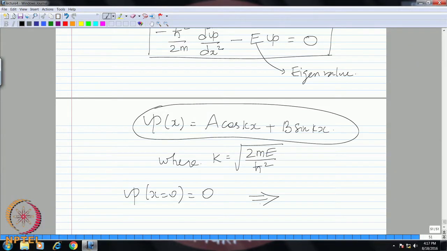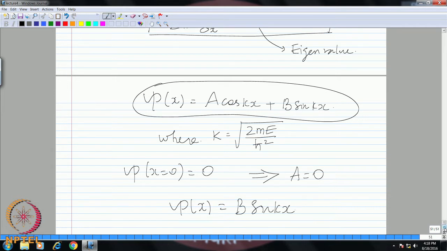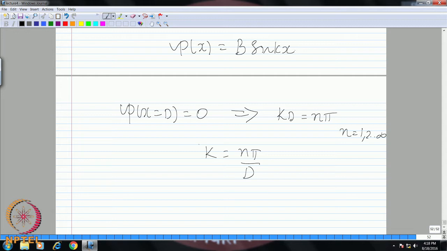The first boundary condition gives you what? A is 0. Okay. So, your psi now becomes a sinusoidal function in space, right, and application of the second condition at x equal to capital D gives kD equal to n pi, with n going from 1 to infinity, okay. n equal to 0 again gives a trivial solution. So, therefore, k becomes n pi by D.